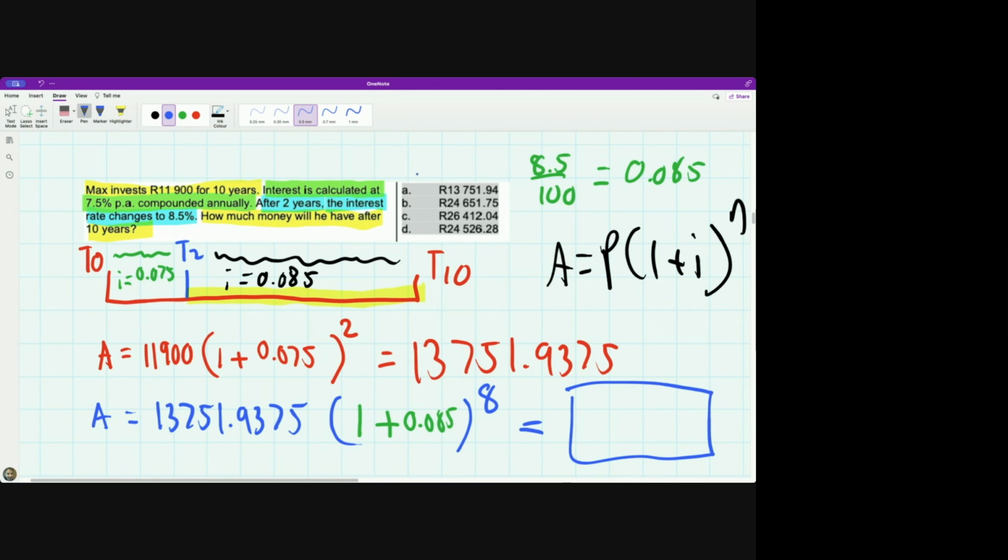Is that helpful? Let me know with some happy faces if that idea that I explained was helpful. Okay. So which option do we think is correct? A, B, C, or D?